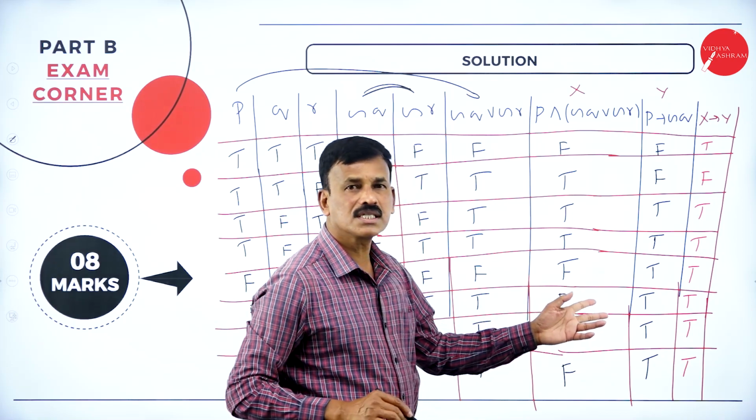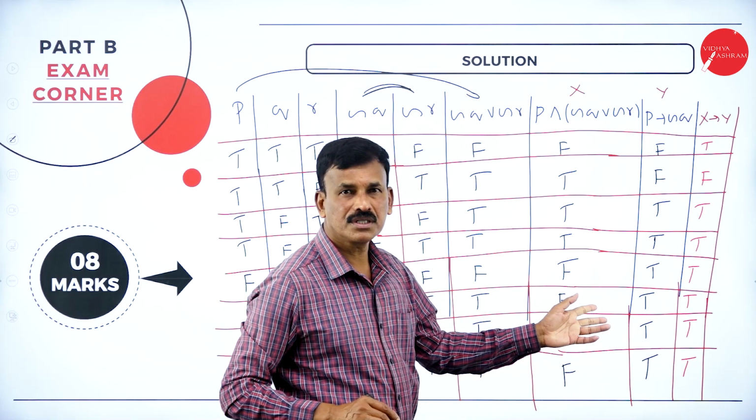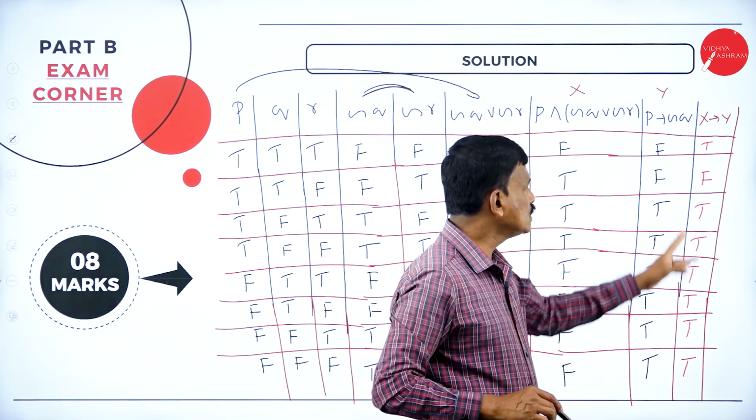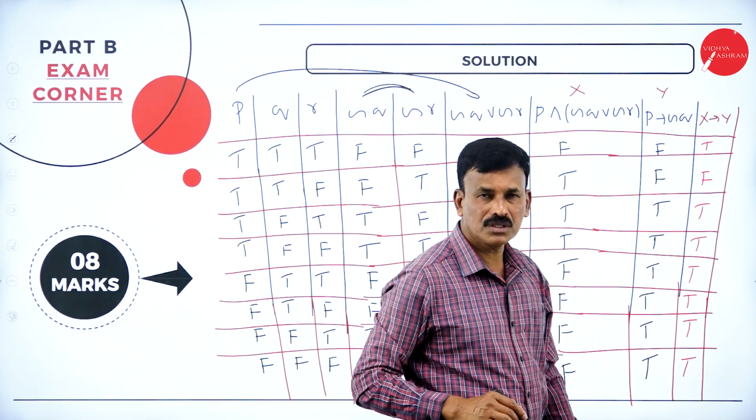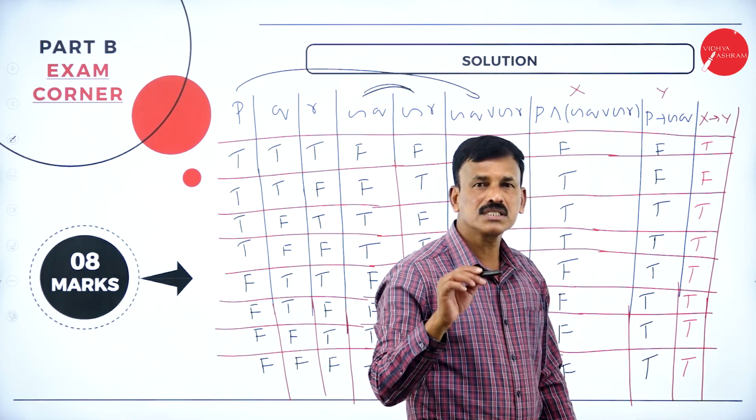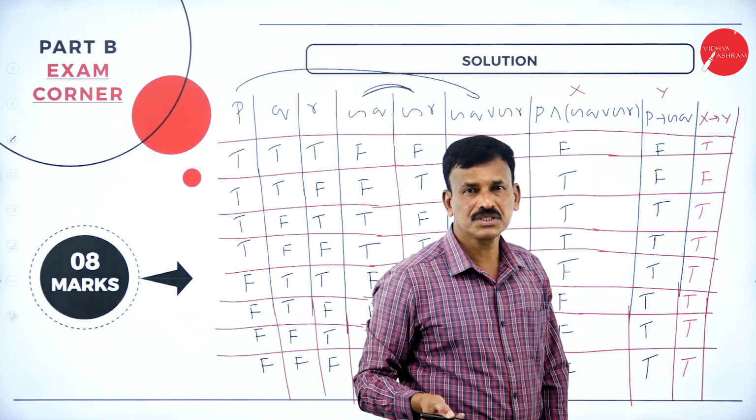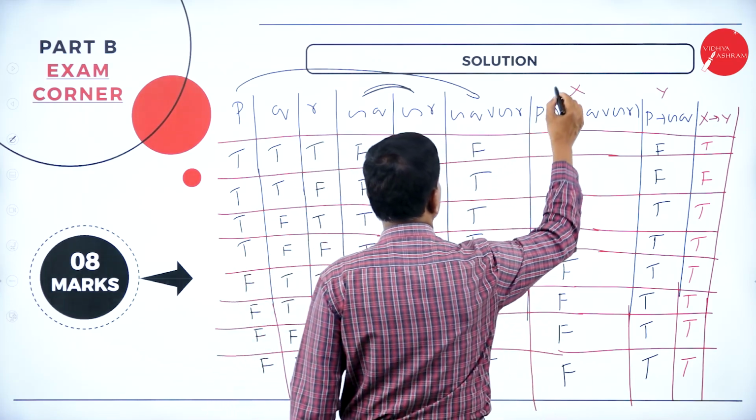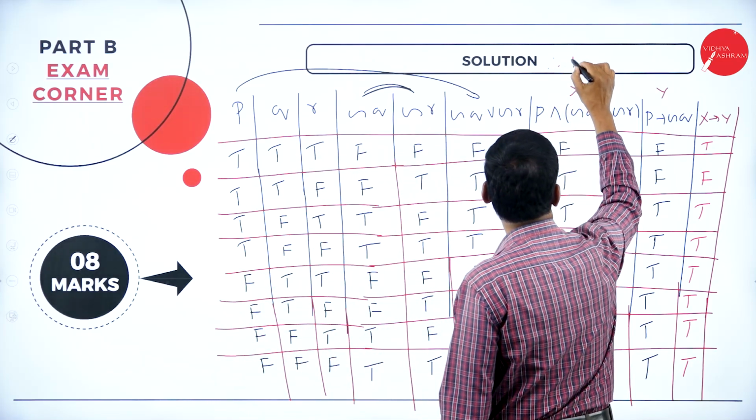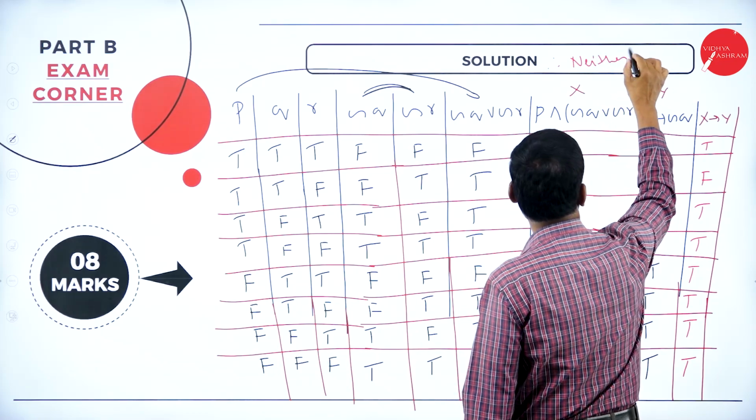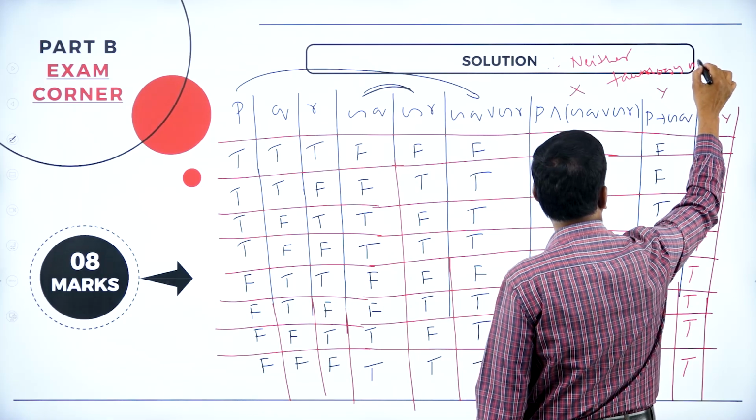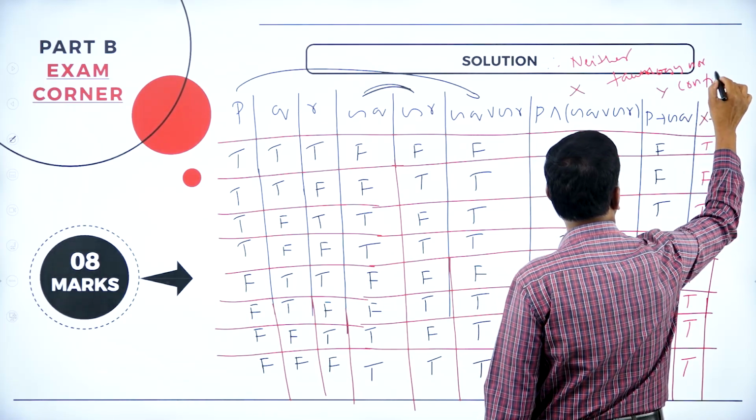So, therefore, this is neither a tautology nor a contradiction. Suppose if you get all the truth values as T, T, T, T, then it is called a tautology. If all the truth values are F, F, F, F, then it is called a contradiction. Here, this is neither tautology nor a contradiction. So, therefore, it is neither tautology nor contradiction.